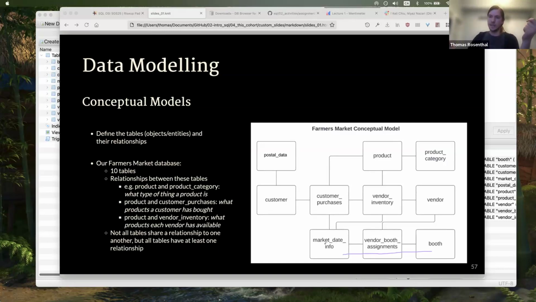So I come in on day 1 and I'm assigned to booth A. I come in on day 2 and I'm assigned to booth B, right? Kelly comes in on day 1 and is assigned to booth C. Niaz comes in on day 1 and is assigned to booth B, whatever it may be, right? We're going to have a temporal aspect to it.